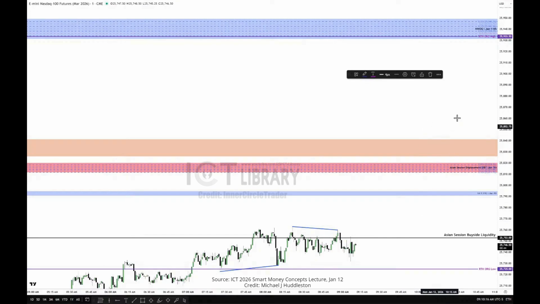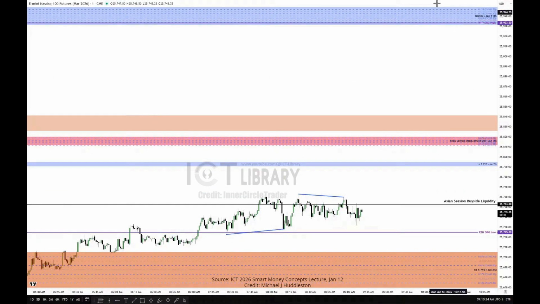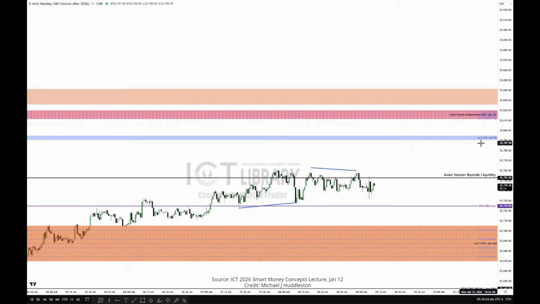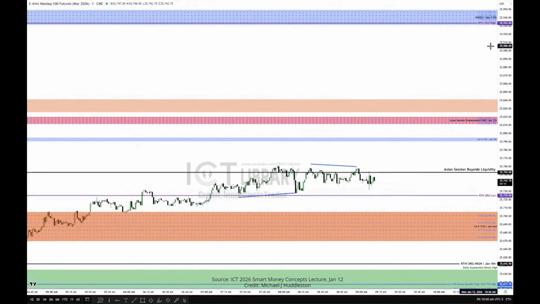And what else do we have up there? This week's new week opening gap. And we have first percent of fair value gap from January 7th. The new week opening gap for this week. And we have regular trading hours opening range gap all the way up to essentially the low of this week's new week opening gap.